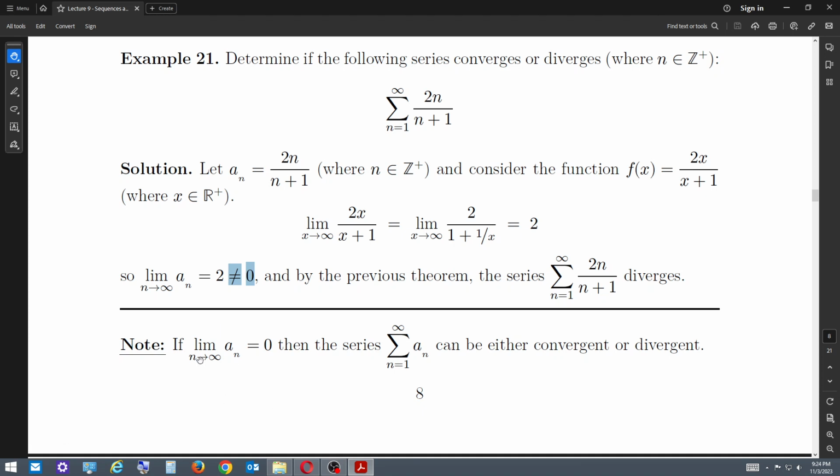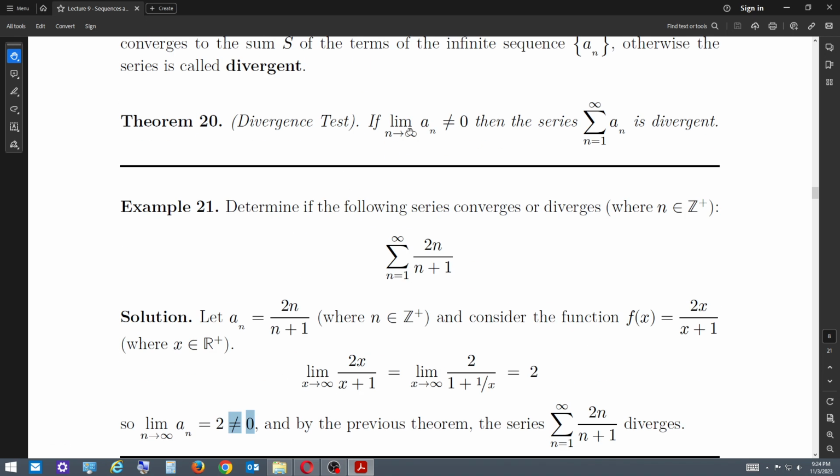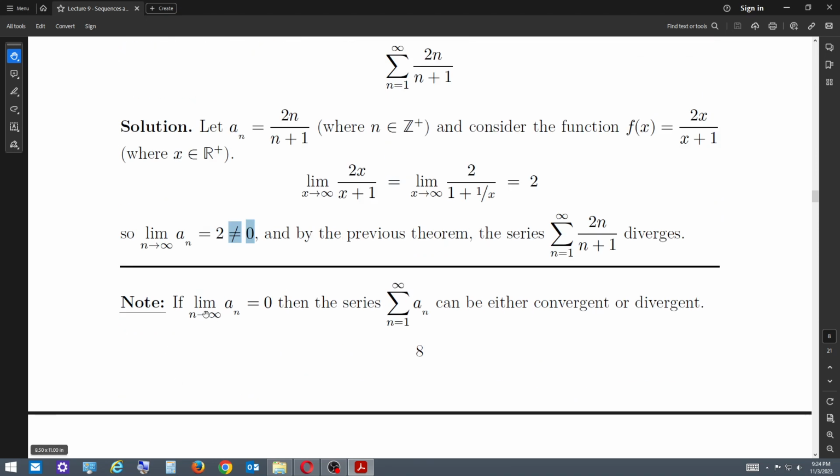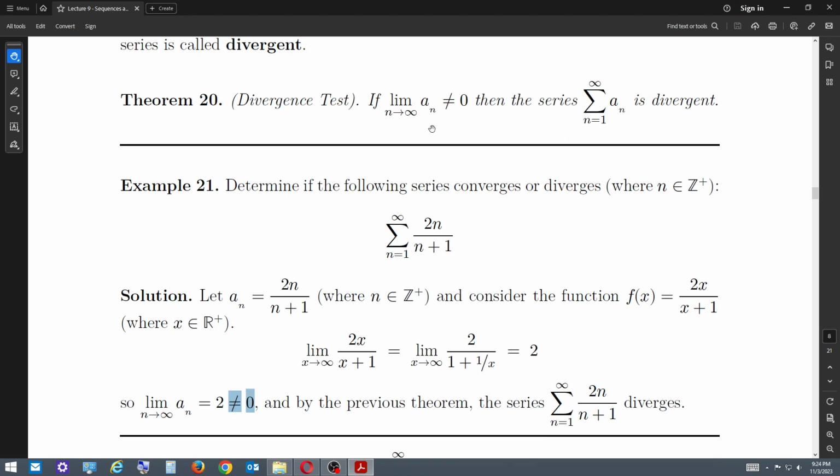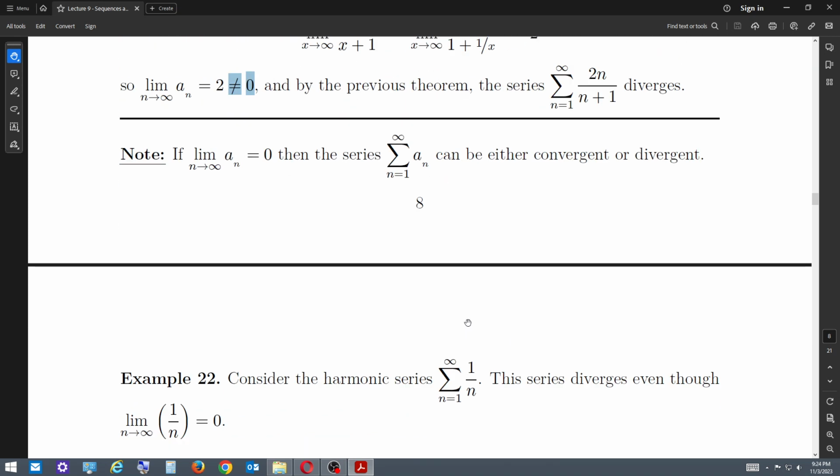Alright, so as I mentioned, you have to be careful, because the limit being non-zero automatically means the series is divergent, but the limit being 0 doesn't tell you anything. So the converse of this, or the opposite of this, is not going to tell you anything.